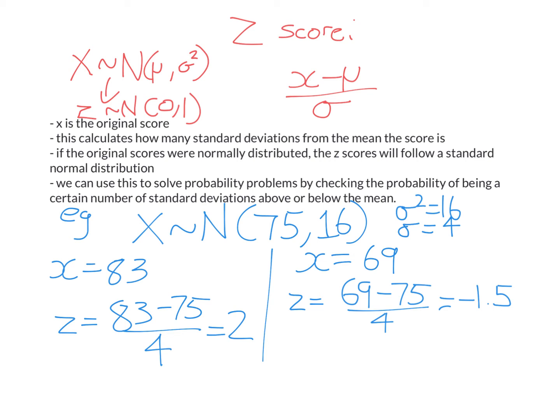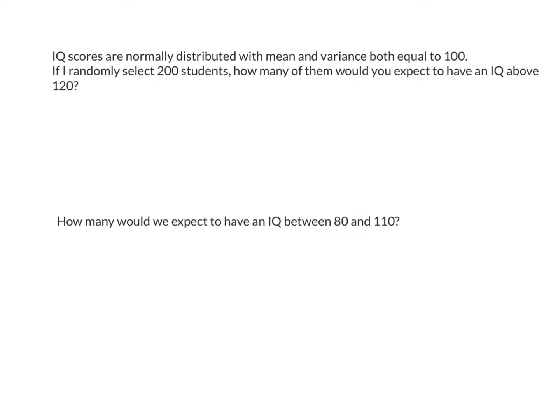All right, let's see how we can actually use this to solve problems in probability. So here's how we can use Z scores and the normal distribution to solve problems. I told you before, IQ scores are normally distributed. Turns out the mean and variance of IQ scores are both equal to 100. So if I randomly select 200 students from Marist, how many would we expect to have an IQ above 120?